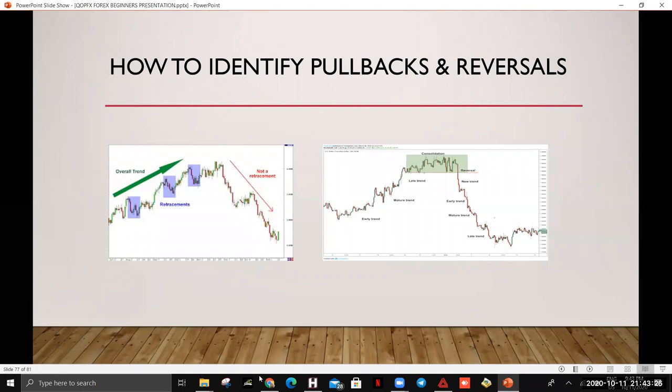My chat is blinking. Interesting. Okay. Yeah, you can call it retracement. Yes, retracement. You can call it pullbacks. Yes, it's just different wording. You can use any language you want to use.